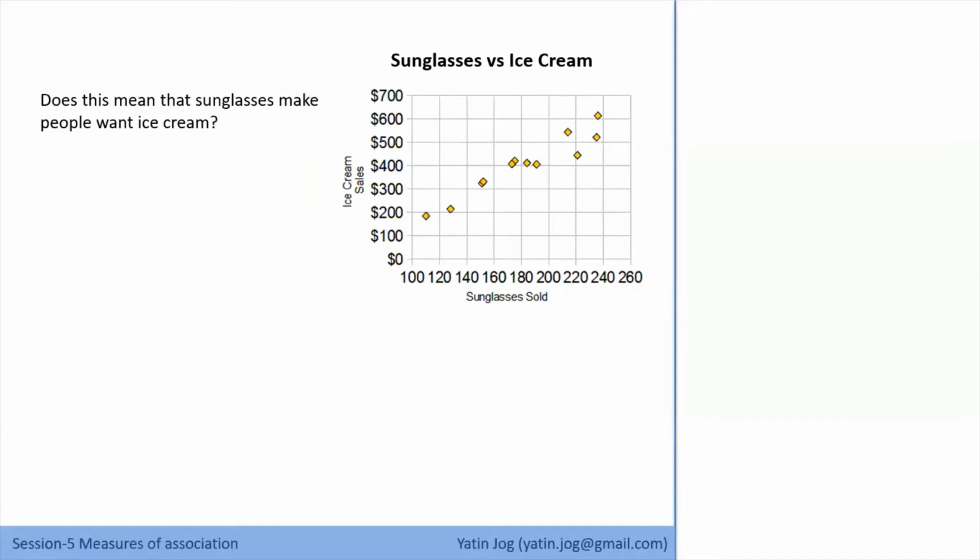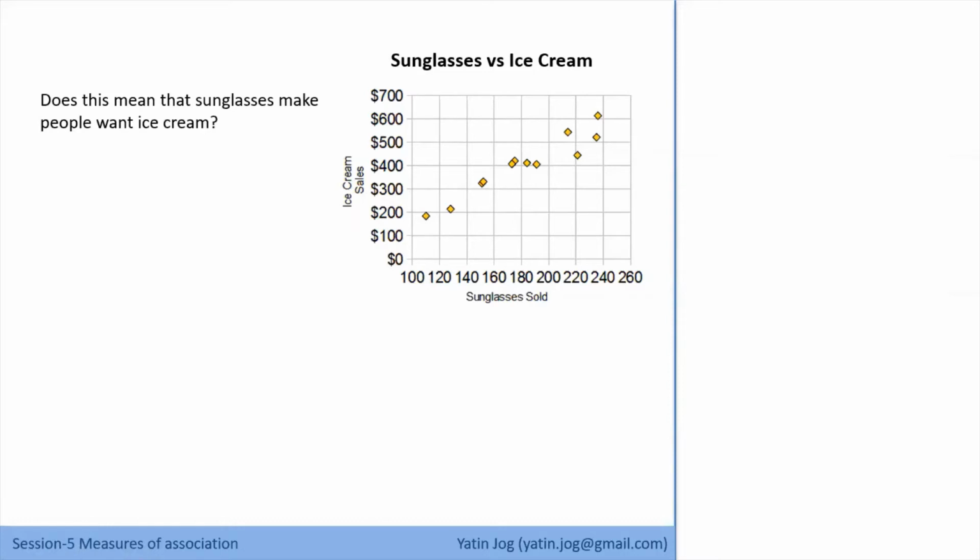Sunglasses versus ice cream sale. On the x-axis, we are plotting the sale of sunglasses, and on the y-axis, we are plotting the sale values of ice creams. Even in this case, I'm not giving the actual data to you, but from the scatter diagram, again, we can see the overall trend is upwards. That means there is a positive relationship. That means, can I say now that if the sale of sunglasses increases, the ice cream sale will also increase? Does this mean that sunglasses make people want more and more ice cream? Actually, the answer is no.